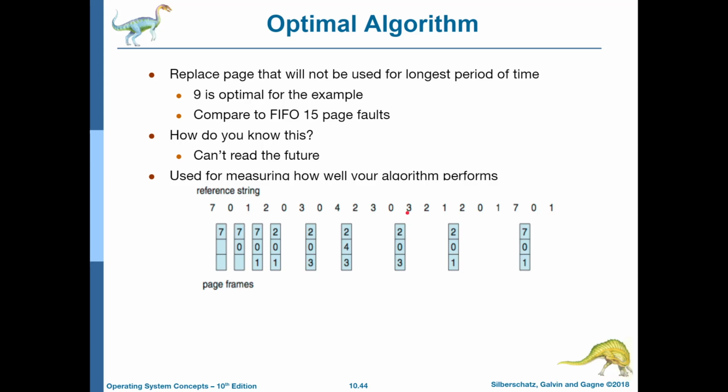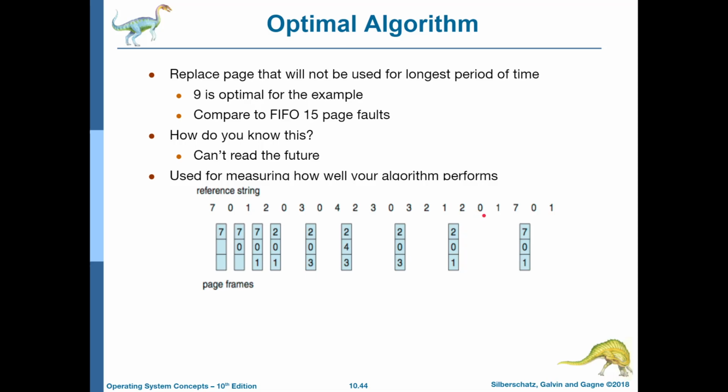Then we continue with accesses. 3, 2, and then we have an access to page 1. So which page do we replace? Well, our frames are 2, 0, and 3. We look at our reference string. 2 comes next, followed by 0. That leaves 3 that needs to be replaced. So we replace it with 1.